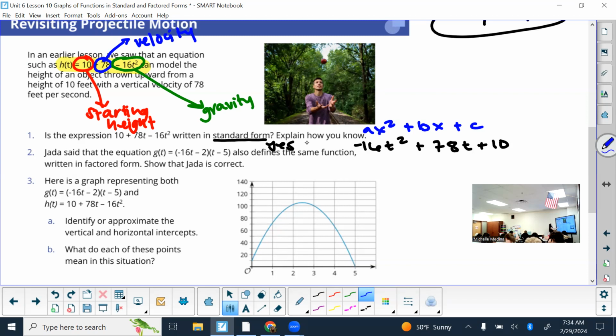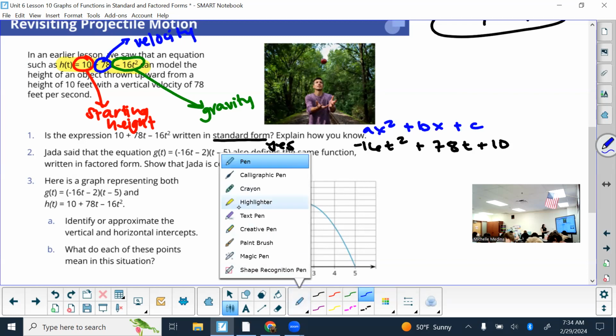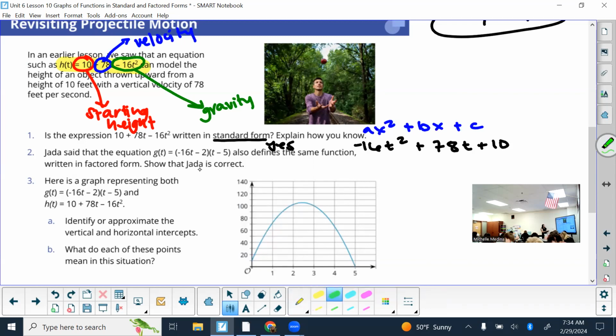Now, Jada said that this equation, g of t, let me highlight it, also defines the same function written in factor form. How can I show that Jada is correct? I'll give you some time in your group to figure that out. How can I show that this is equivalent to the standard form?